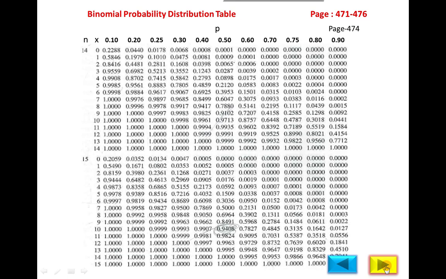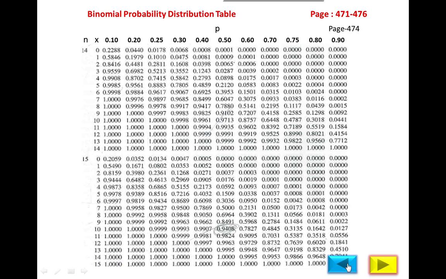So this is the binomial probability distribution table, given in your book, the Walpole book, from page number 471 to 476. But according to the previous question, we will select page number 474 because the different values of n are given like this. If n is 1, the value of x will be 0 to 1. If n is 2, the value of x will be 0 to 2. n is 14, the value of x will be 0 to 14. n is 15, the value of x will be from 0 to 15.